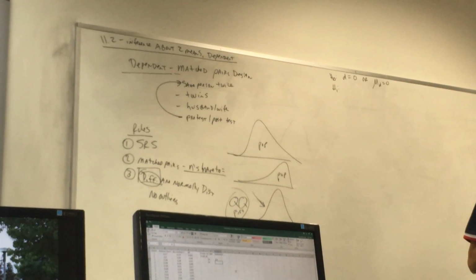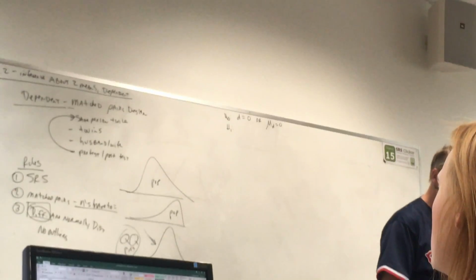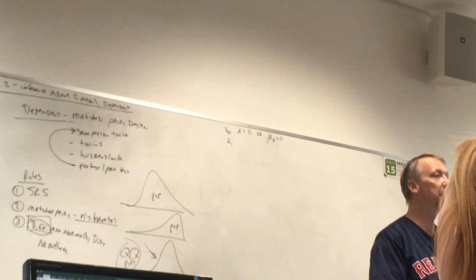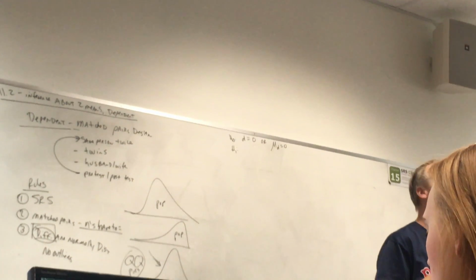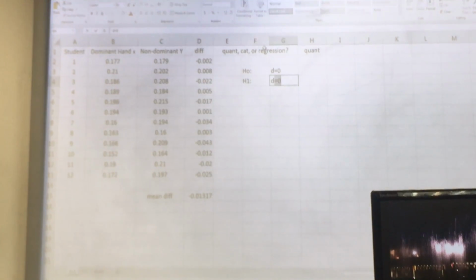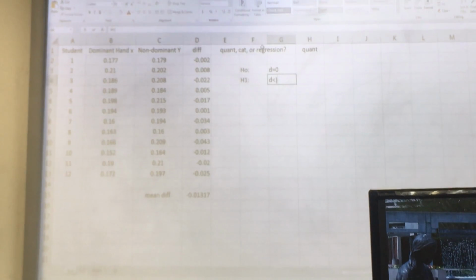Does not. Okay, so I heard a less than 0 and I heard a not equal to 0. Okay? So, as we think about this, there's not a lot to read through here. As you think about this, wouldn't you expect your dominant hand to be faster than your non-dominant hand? Okay, so in this case, I would say the difference is less than 0.